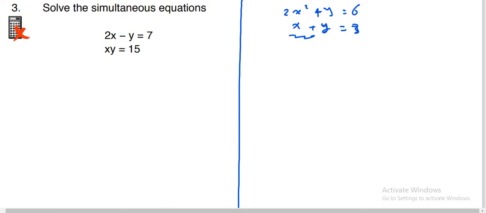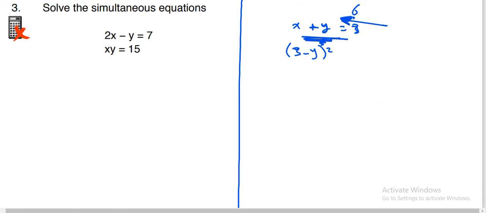Here which letter will be chosen to be the subject from the linear equation, x or y? Either is correct, but which is better? Here in the quadratic equation we have one variable, x, with power 2 and another variable, y, with power 1, so it's better to choose the variable y from the linear equation to be the subject. Why? To simplify calculations. Because if we choose x to be the subject, we will get the bracket 3 minus y power 2. We have to expand and simplify.